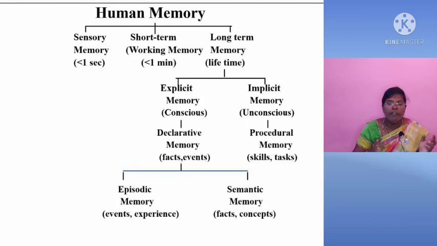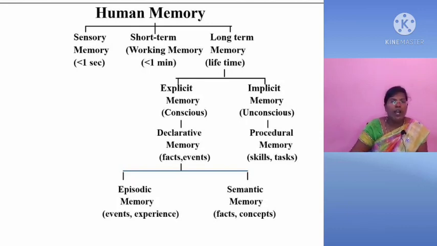Semantic memory means facts and concepts. Facts which have happened. In history we are saying facts, no? So that is called fact and concept oriented. Some schools say concept oriented information is given. So that concept-oriented knowledge which we remember is called semantic memory.